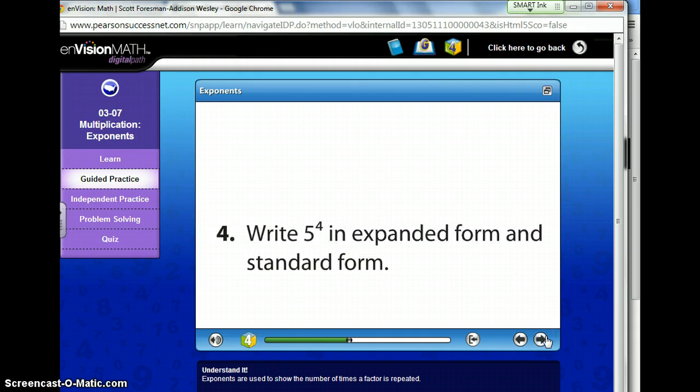Here we go. Write 5 to the 4th power in both expanded form and in standard form. So first let's expand it out, and then we'll try to find our answer. Alexis, tell me how to expand this out. What's our base number, the number we write down? How many of those do we do? 4 of them. There's 2, there's 3, and there's 4. That's your expanded notation. There it is. Now it's our job to find the standard form.